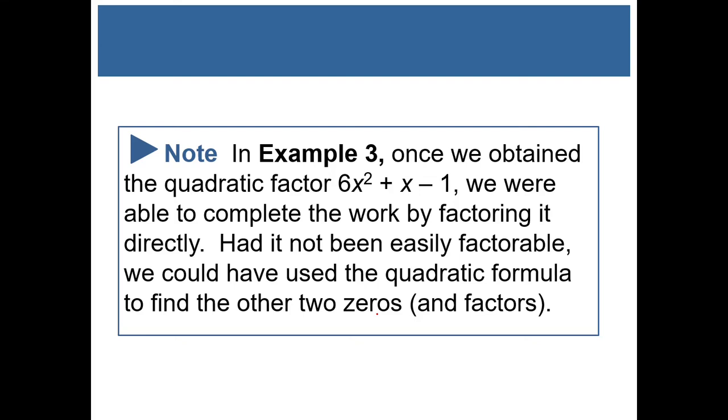I want you to note that in example 3, once we obtained the quadratic factor 6x squared plus x minus 1, we were able to complete the work by factoring. However, it's not always the case, so had it not been easily factorable, we could have used the quadratic formula to find the other two zeros and factors.